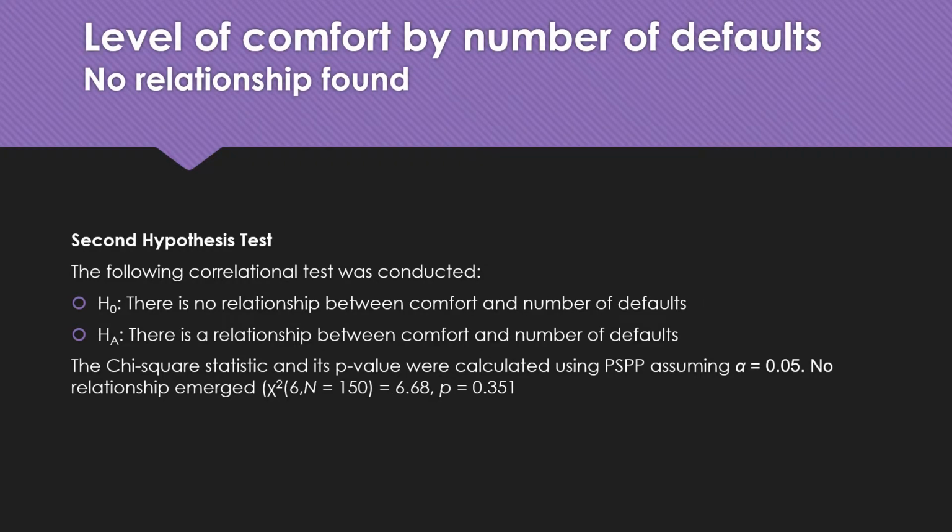The second hypothesis test that we did is looking at the level of comfort by the number of payment defaults. The null hypothesis is there's no relationship between comfort and number of defaults. The alternative is that there is a relationship between the level of comfort and the number of payment defaults. Again, using PSPP, assuming alpha is 0.05, we found no relationship emerged because the p-value is 0.351, which is greater than alpha.